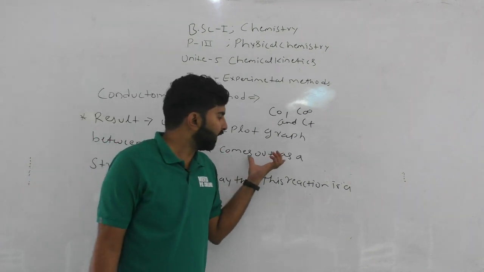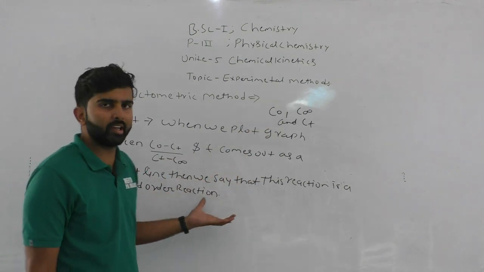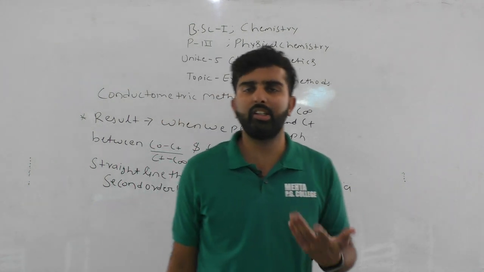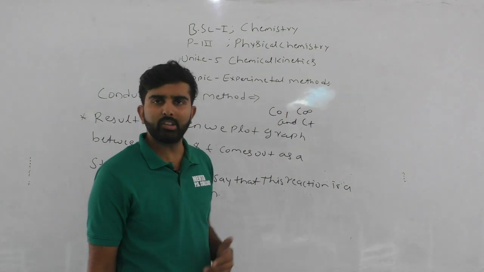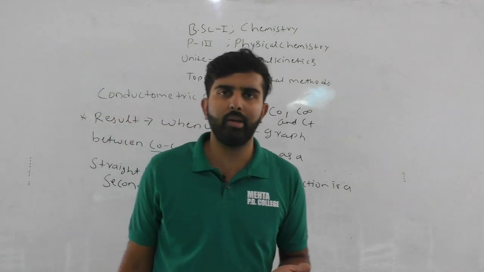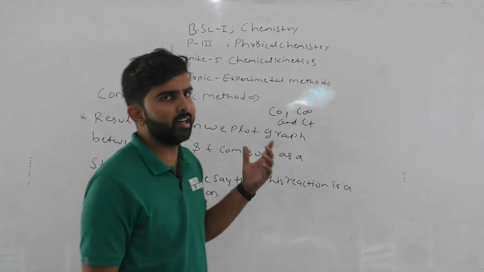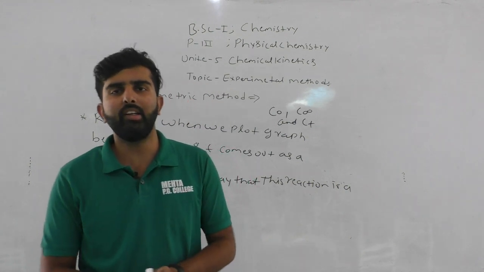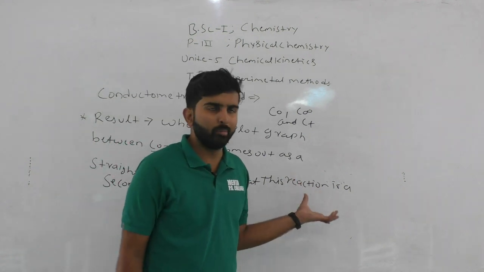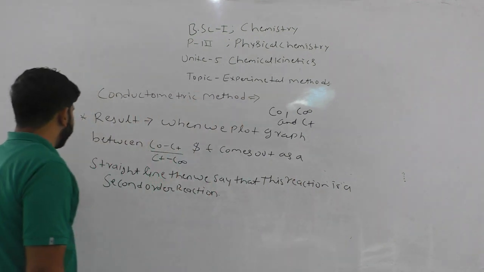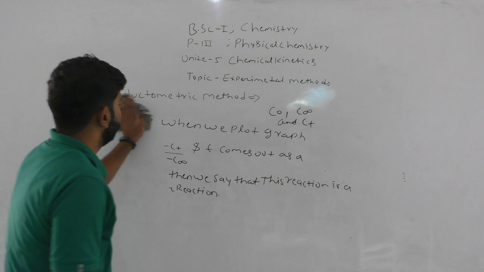If in a second order reaction, by putting these values we get a straight line in a graph, then we say that this is a second order reaction. If we put these values into a first order reaction and the graph comes out as a straight line, then we say that it is a first order reaction. So, we can decide the chemical kinetics of a reaction by conductometric method. So, this is our first method of experimental determination of chemical kinetics.